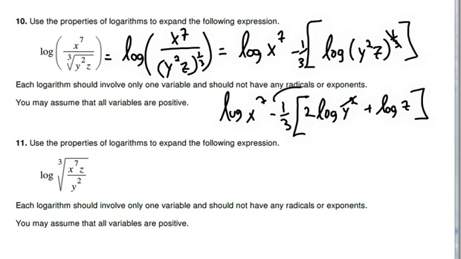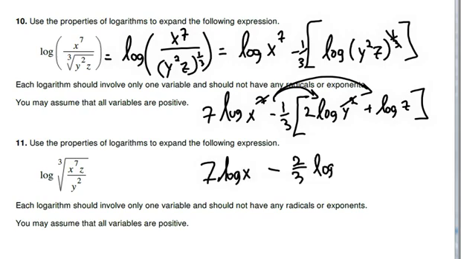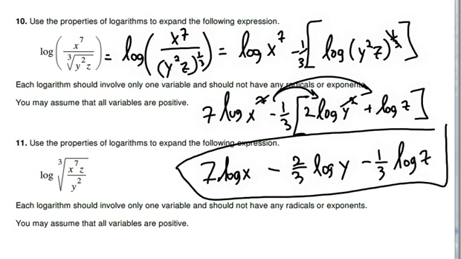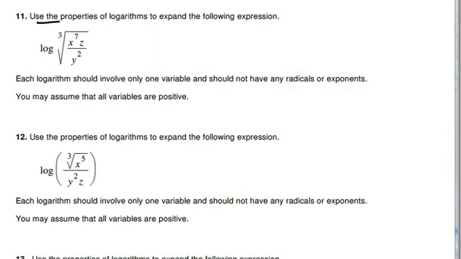At the same time, I'm also going to distribute that negative 1/3, and I'll bring that 7 out to the front. So I now have 7 log x minus the 1/3 times the 2, which is minus 2/3 log y, and the negative 1/3 just distributed over here is negative 1/3 log z. That's a great answer. That is a simplified, or actually I don't know if it's an expanded logarithmic expression.